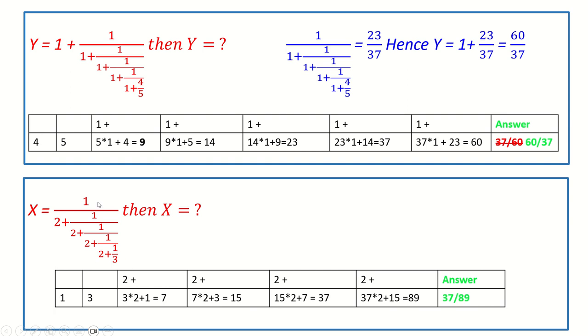Everything is a fraction, 1 by something. There is no 1 plus or 2 plus, correct? So the answer is obviously the previous number by the last number. Previous one by the last. That is 37 by 89. Okay, let's solve some more.